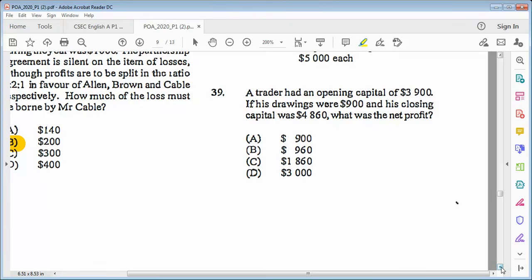Well, it says net profit. So what we would do, our opening capital $3,900, we would less our drawings from that, which is $900. So our net profit would be $3,000. So our answer would be D.